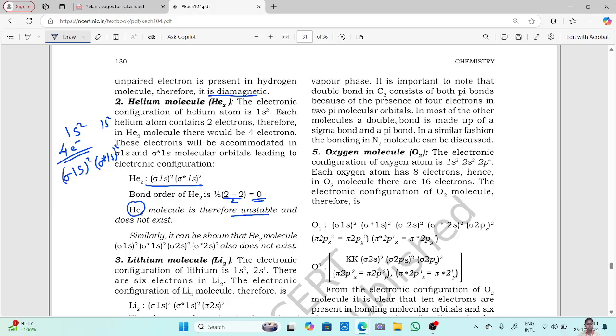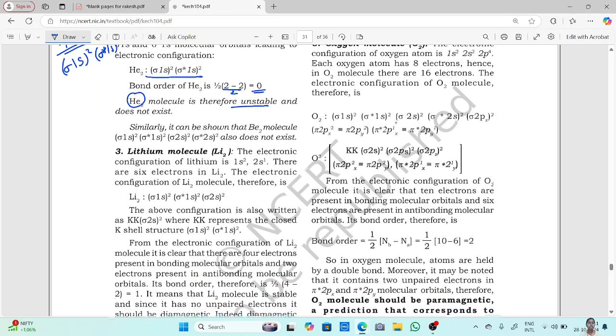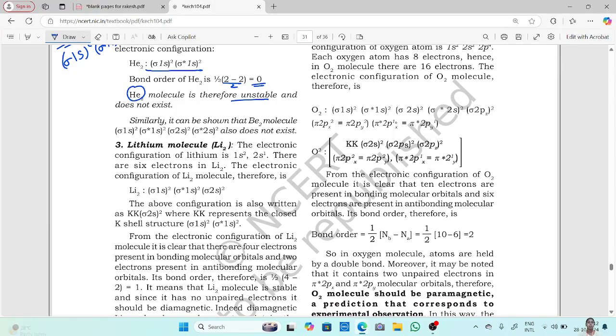But if you have a negative or a 0 bond order, that means your molecule is unstable. Similarly for the beryllium molecule, Be2. What is beryllium? Its atomic number is 4. Atomic number 4 means overall you will have 8 electrons in Be2, right?